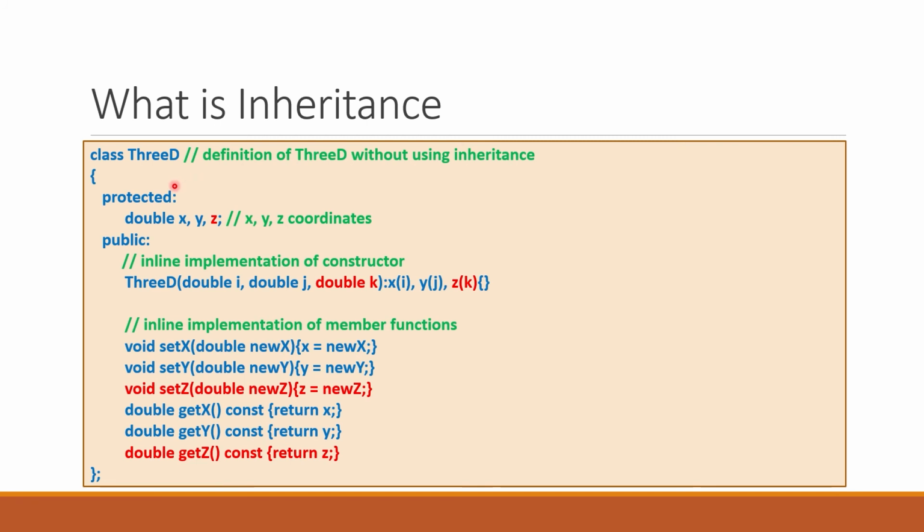So what we would do up to this point, based on what we know, is we would add the third coordinate z in order to have a 3D point. So everything in red here shows the differences between the definition of the 2D class and our 3D class here. 3D has an additional member variable z and two additional member functions, setZ and getZ. In other words, the definition of the 3D class adds a little new code to the definition of the 2D class.